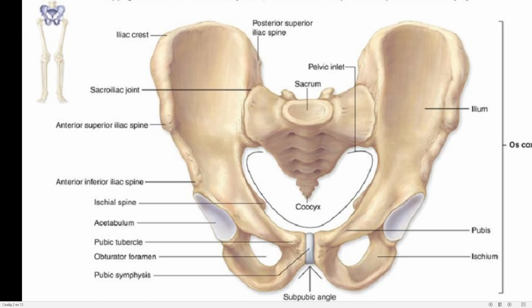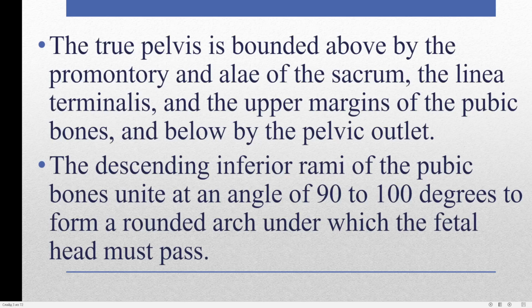As you remember, the pelvis consists of 4 bones. It's two iliac bones, the sacrum and coccyx, and every iliac bone consists of ilium, ischium and pubic bone. I hope you remember it. The true pelvis is bounded above by the promontory and ala of the sacrum, the linea terminalis, and the upper margins of the pubic bones, and below by the pelvic outlet.